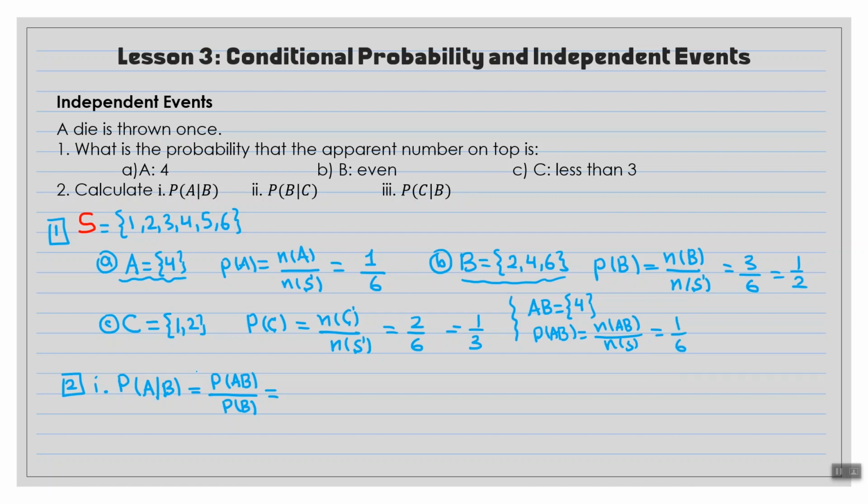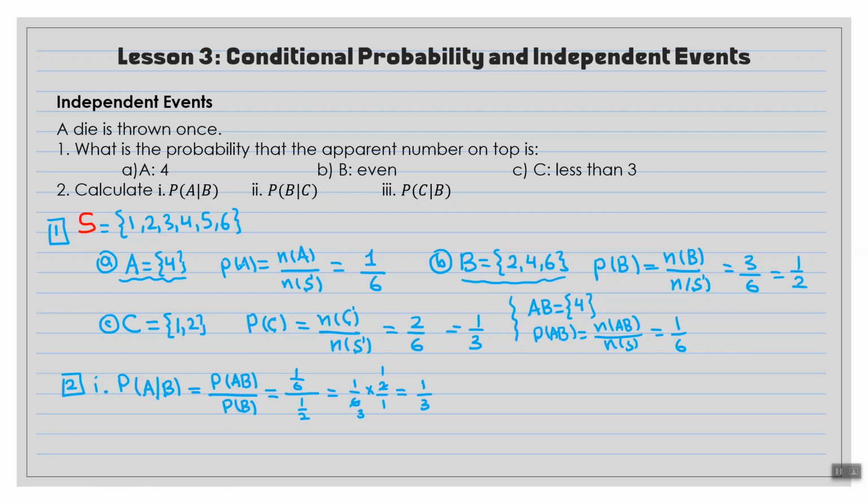So this is 1 over 6 divided by the probability of B, which is already found, 1 over 2. So what are we going to do now? We will keep the first, change the division, and flip this. So keep, change, flip. We can cancel the 2 with the 6. We get here 1, and we get here 3, so we will get 1 over 3. So this is the probability of A with condition to B.